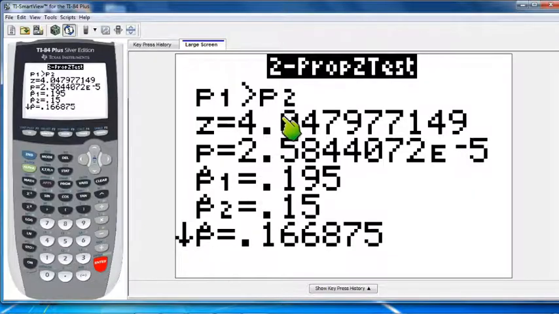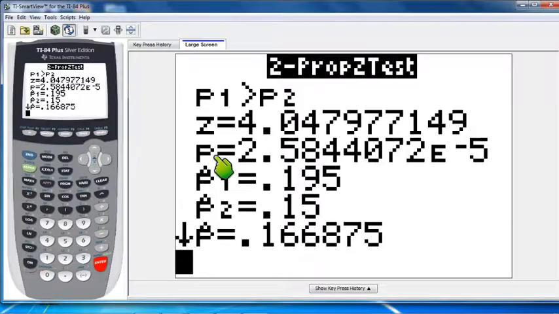Okay, so there's our test statistic z. There's our p-value. That's p hat 1. That's p hat 2. And then I guess the p hat with nothing on it, that should look familiar. That would be our pooled proportion. All right, so we've already got those.